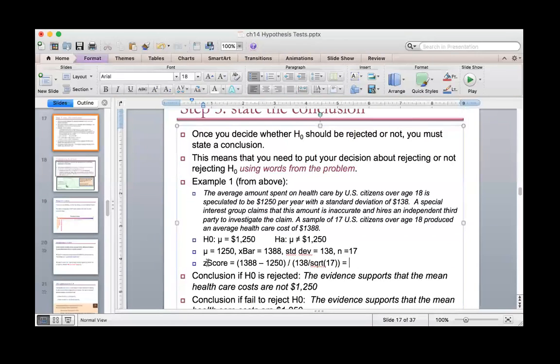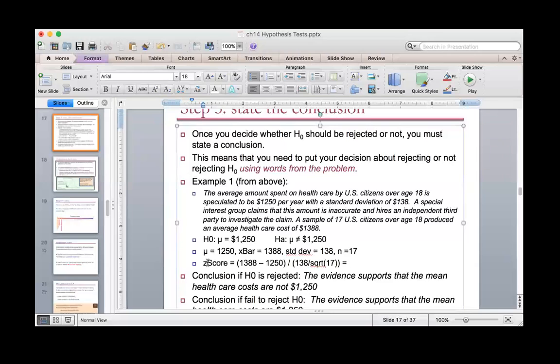Oops. That doesn't like that one. I think that's not going to work. Yeah, I don't like this calculator.